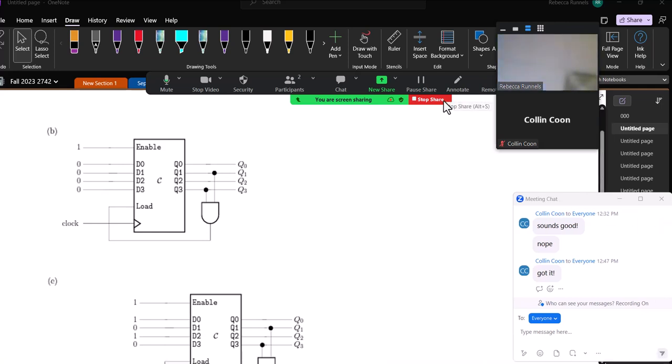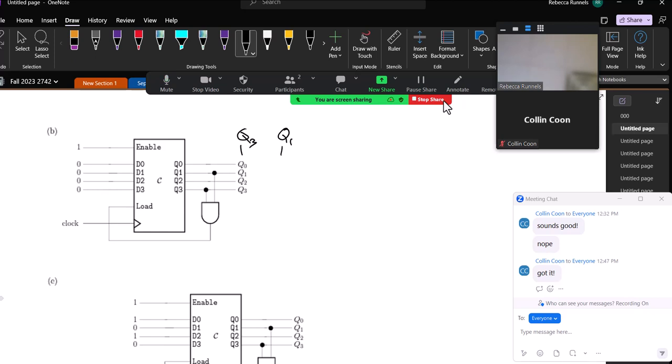Okay, so now we see how it works. It's really going to be pretty, most of them will be straightforward. Some of them will be a little bit tricky. So if we look at this circuit on B, we see that we have the AND of Q1 and Q3. So we need Q1 and Q3 to both be 1s.